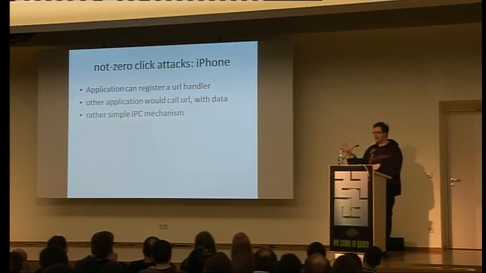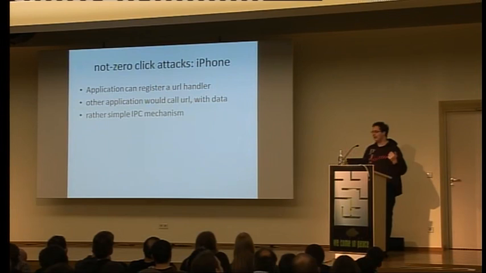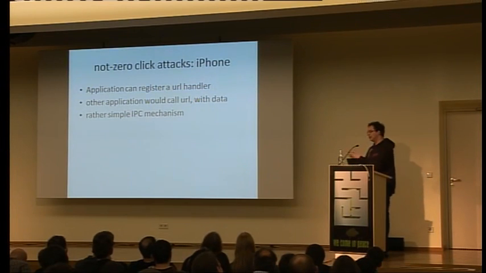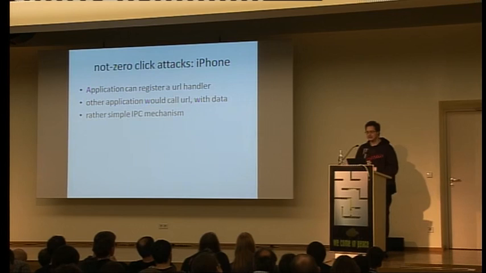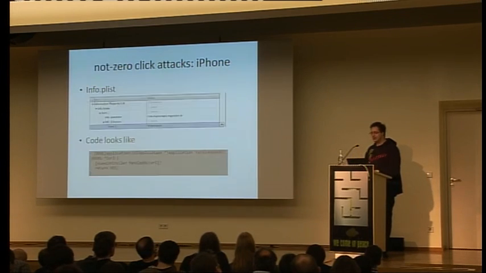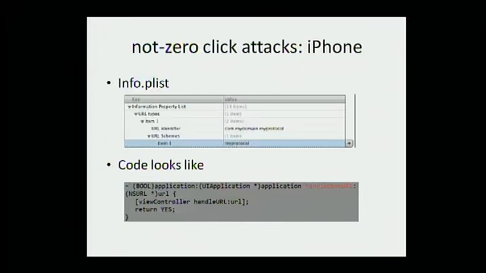So basically, the application will register its own URL handler with a callback function, and then the other application calls that URL, spins up your application, and sends it a bunch of data. It's a very simple IPC mechanism. It kind of looks like this if you were to develop this kind of stuff. So it's basically the handleOpenURL API.